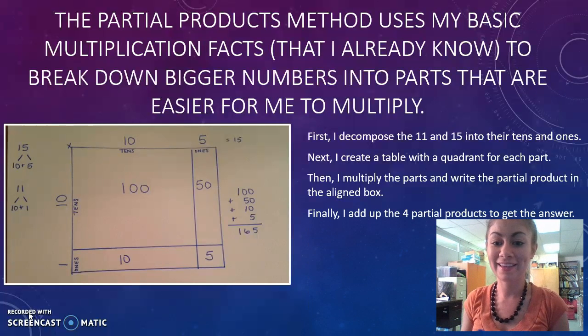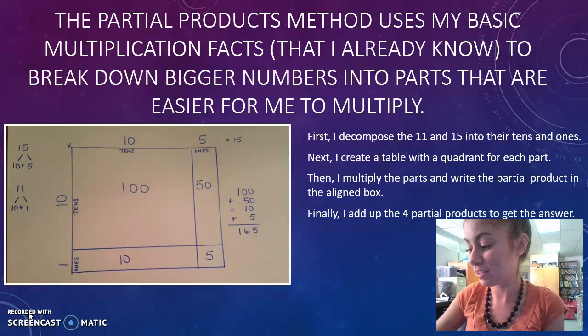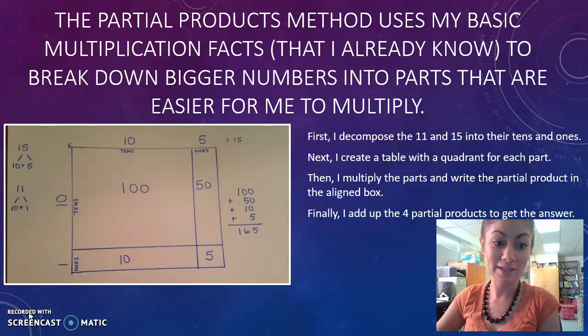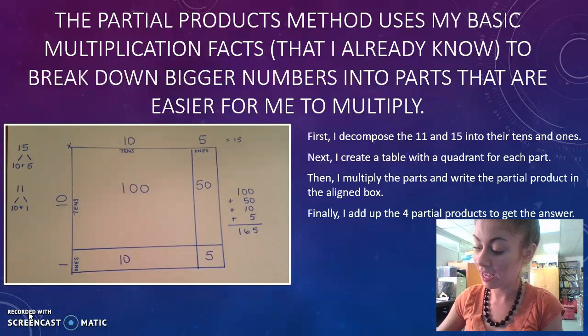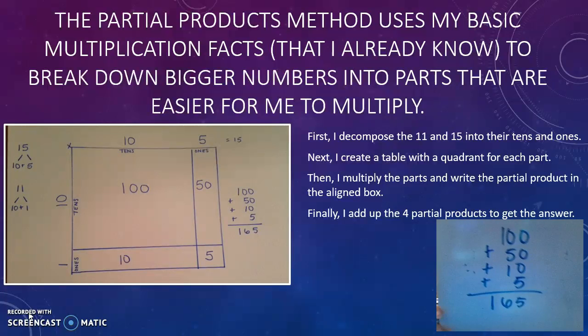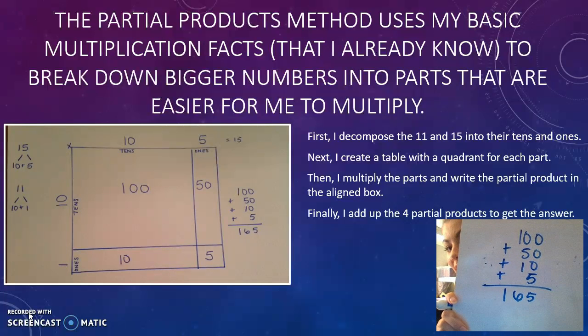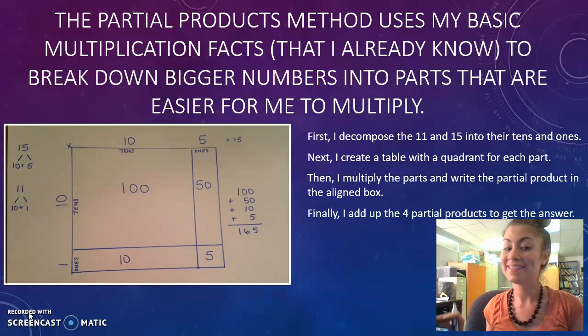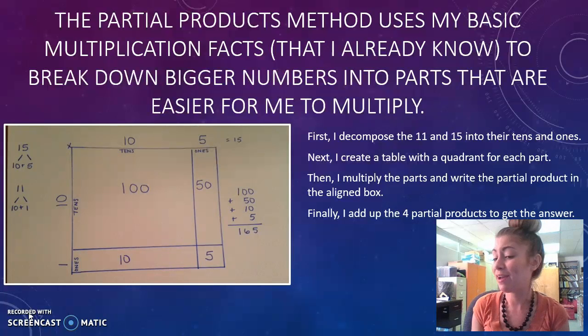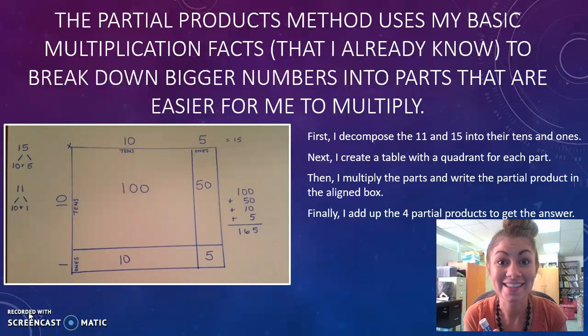The last step in this process is just to add up our numbers to get an answer. So in this problem, I would add 100 plus 50 plus 10 plus 5. And I would get 165 as the answer. Same thing as repeated addition. I only had to use my basic facts. And then addition at the end. Let's try a different strategy.